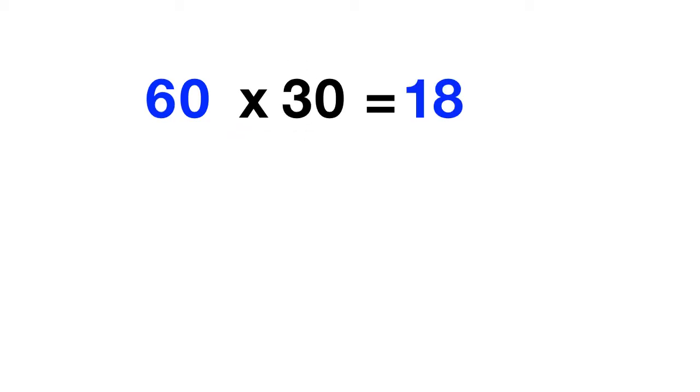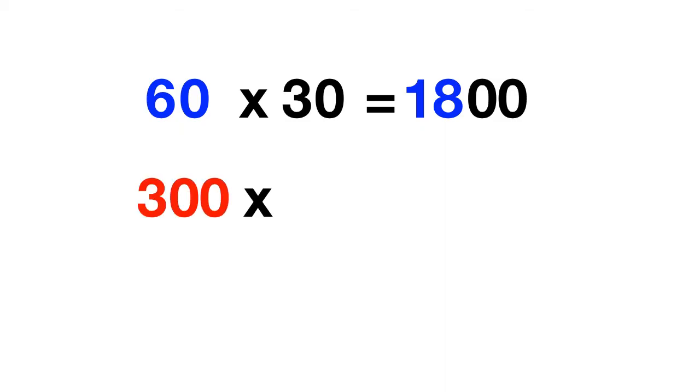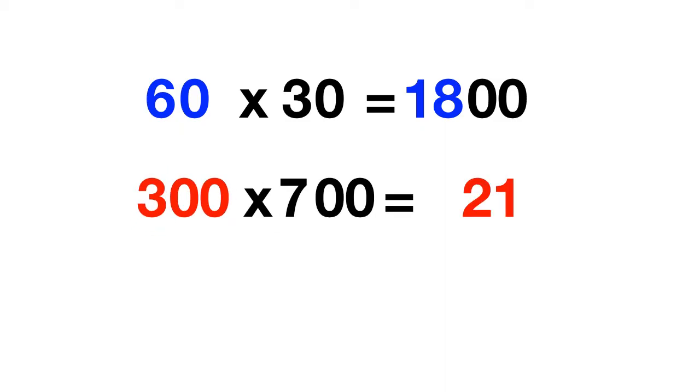Now it's time for you to practice on your own. Solve 60 times 30. Well, 6 times 3 is 18, and then there's 1 zero in 60 and 1 zero in 30, a total of 2 zeros. You add both of those to your answer. 1,800. Solve for 300 times 700. Well, 3 times 7 is 21, and then there's 4 zeros on the left, so you add 4 zeros to your answer.